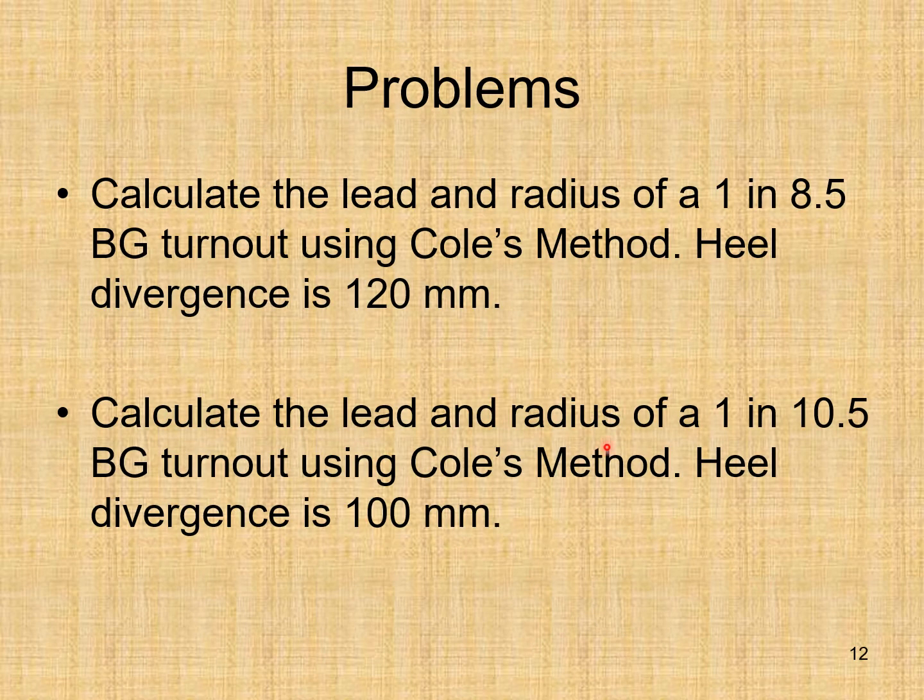Now on this particular slide you can see the two numericals. Calculate the lead and radius of a 1 in 8.5 broad gauge turnout using Cole's method. Heel divergence is 120 mm. Calculate the lead and radius of a 1 in 10.5 broad gauge turnout using Cole's method. Heel divergence is 100 mm. You will find the solution of one problem on the next slide.